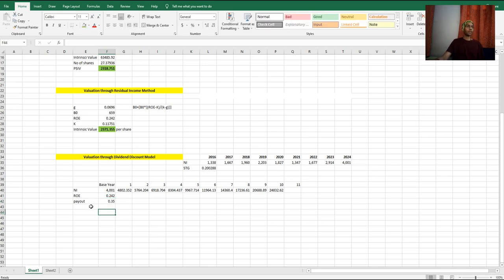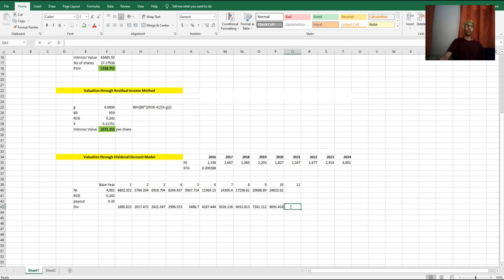So the projected dividends, this is equal to net income multiplied by the payout ratio, and we will lock this cell. So the dividends will be coming like this. These are the dividends. So the 10th year dividend is 8691 crores approximately.